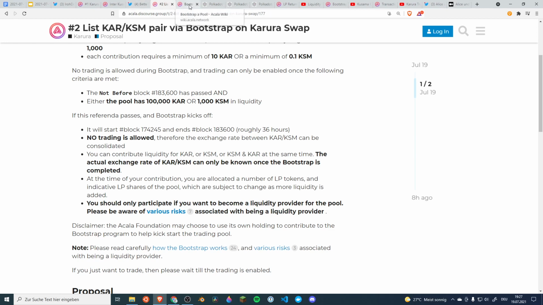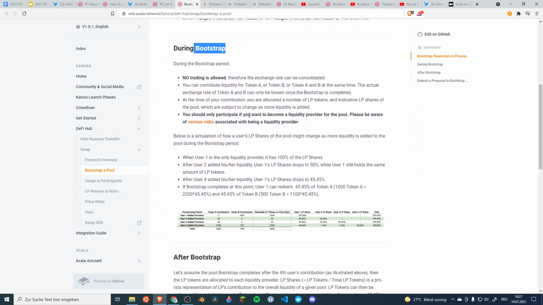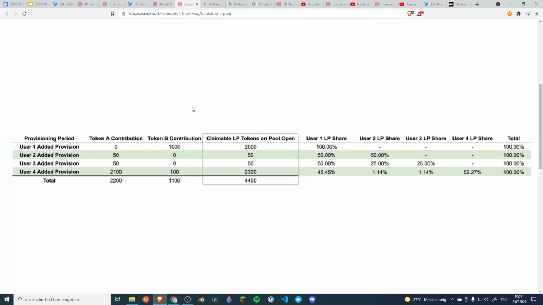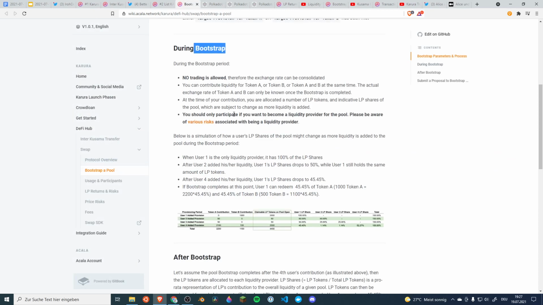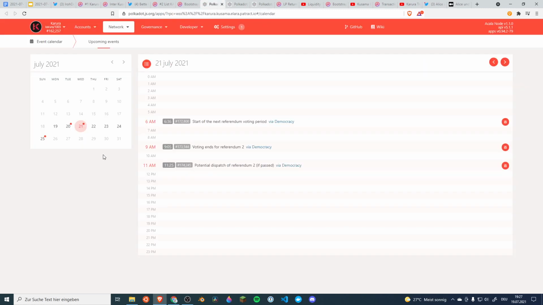So how is the actual bootstrapping going to happen? You can find it on the page here, but they also have some pictures that explain it. Everyone can provide liquidity of any of the tokens. It does not have to be in a certain combination. It can be one-sided if you choose, or you can provide liquidity into both assets if this is something you want to do. What this implies, and whether you should do this, we talk about in a second. But let's first talk about the timeline.